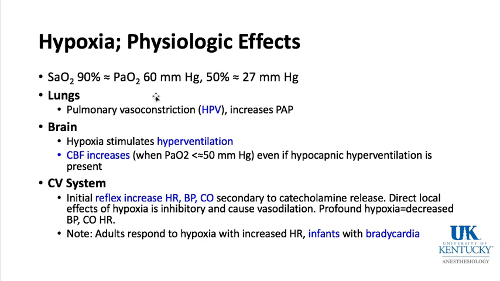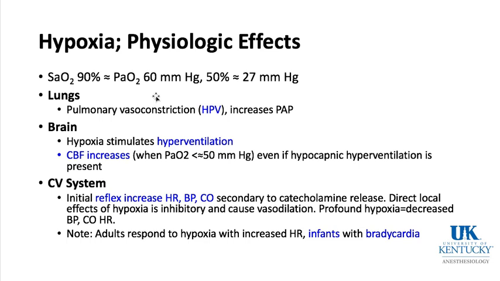In the brain, hypoxia stimulates hyperventilation. Your brain says, I'm not getting enough oxygen, and starts to stimulate you to breathe more, to bring in more oxygen. Cerebral blood flow increases when the PaO2 is less than 50. In general, oxygen has little effect on cerebral blood flow over a wide range, but when it gets below 50, your brain says, I can't take it anymore, I need oxygen, and you will vasodilate the blood vessels in the brain. Blood flow goes up even if you're hyperventilating that patient.